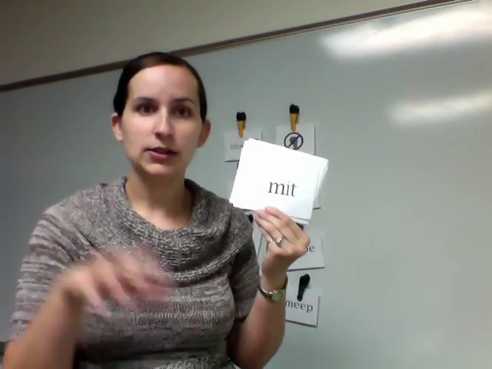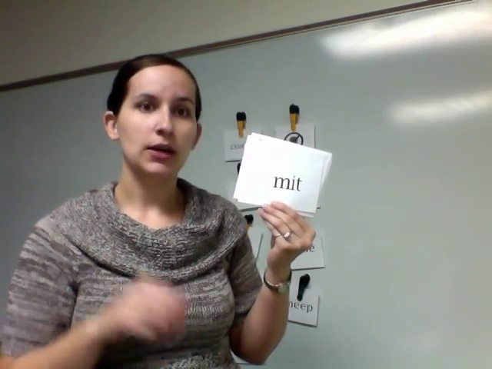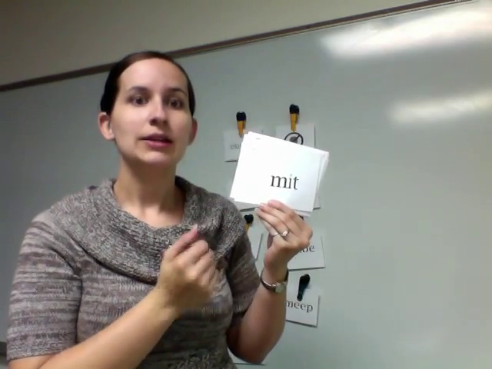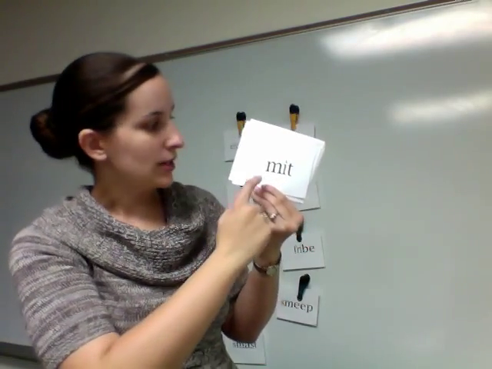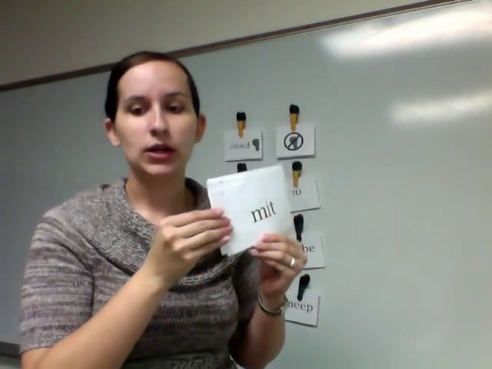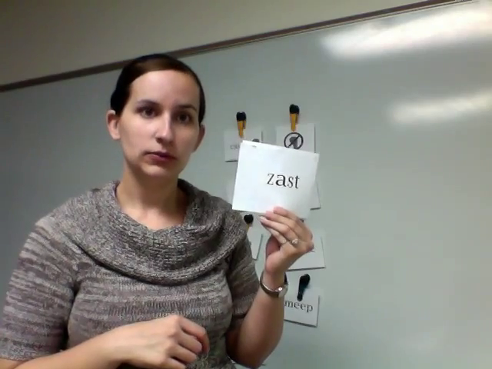What type of syllable is it? Closed. What type of sound does a closed syllable make? Short. What is the short I sound? I. So now we're going to read this word, it, mit. When we get to we do two, I would have kids first signal and then read.